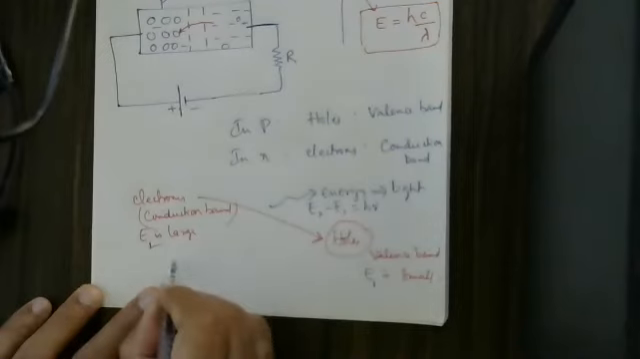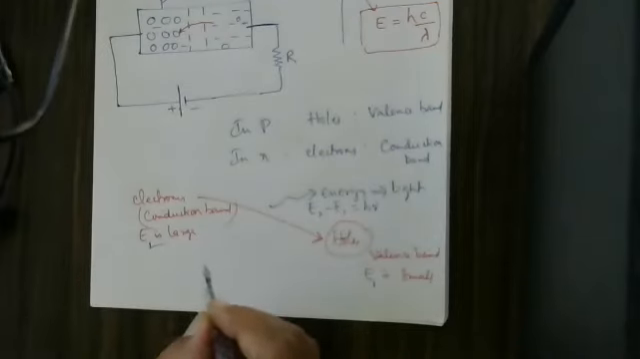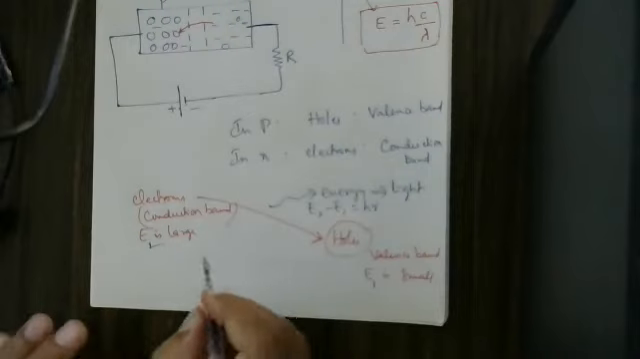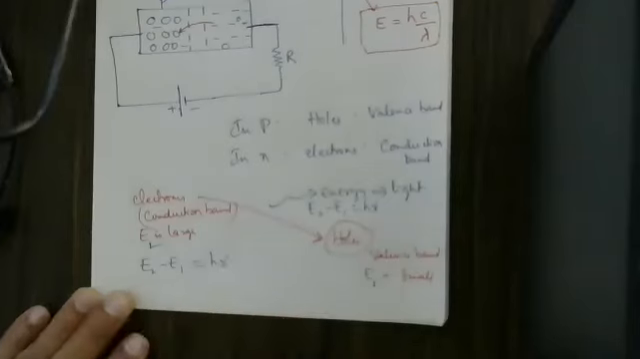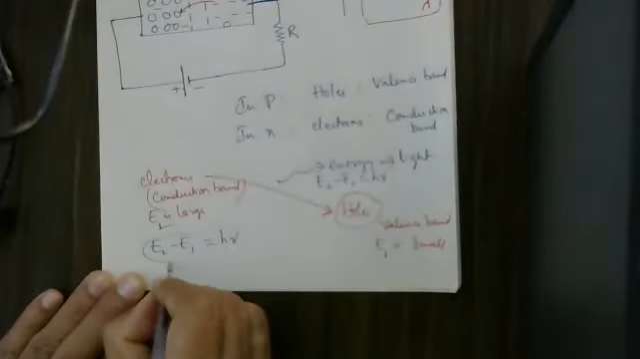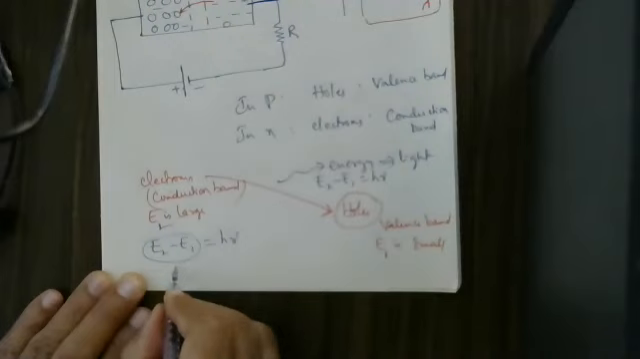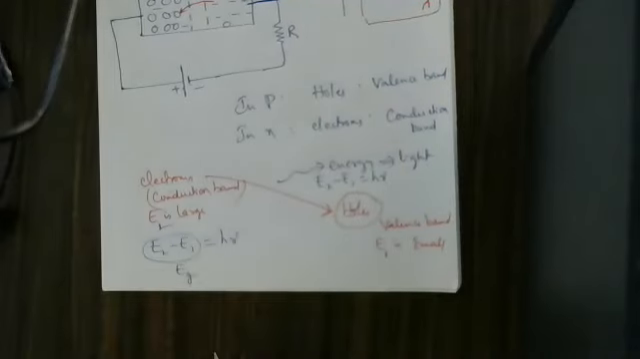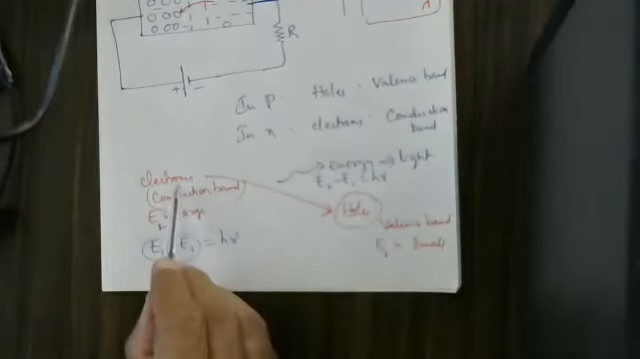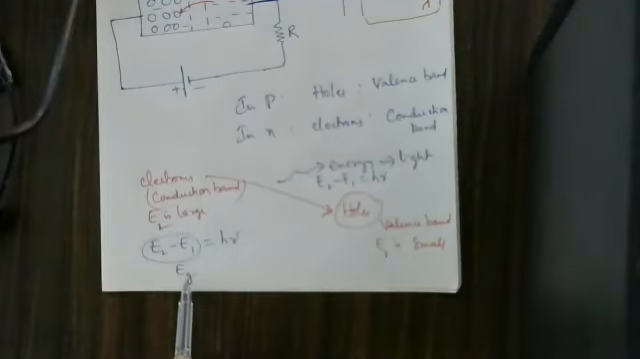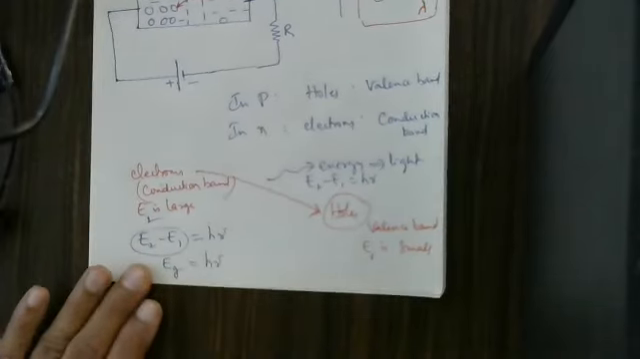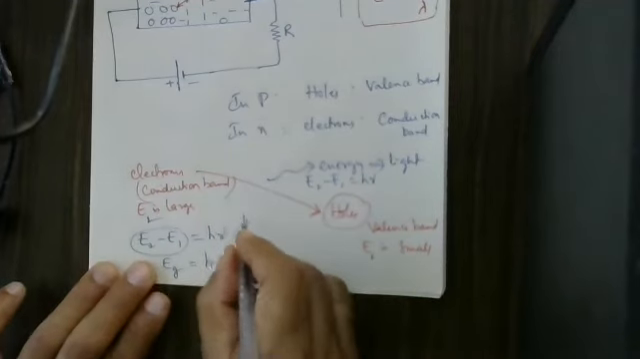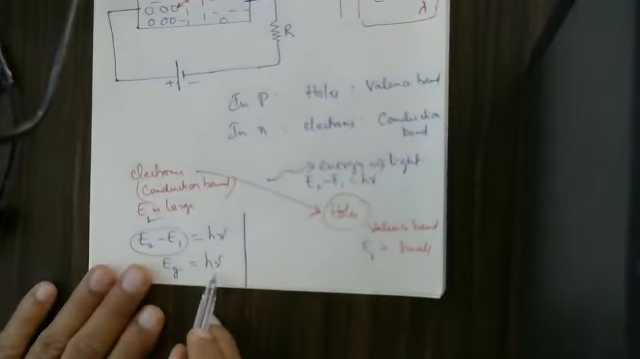If E2 minus E1 is equal to h nu, then h nu is equal to how much? E2 minus E1 is the difference between these two, and this difference is called the energy gap. From the valence band to the conduction band, there is a difference in energy, called the energy gap. That energy gap is equal to h nu. Because of this, I can write that the energy gap is equal to h nu.